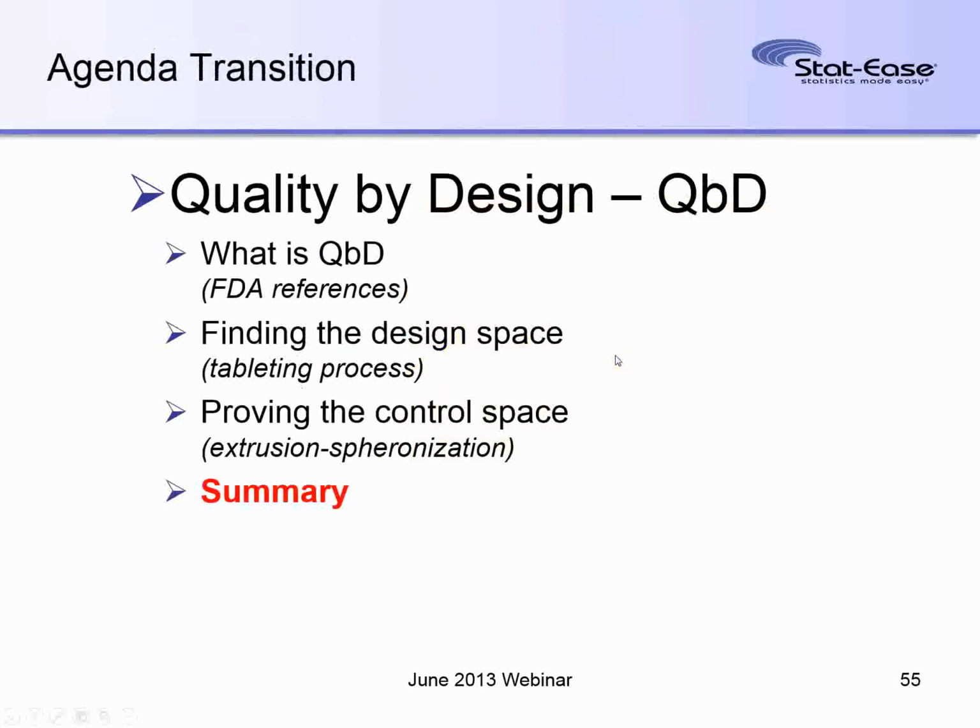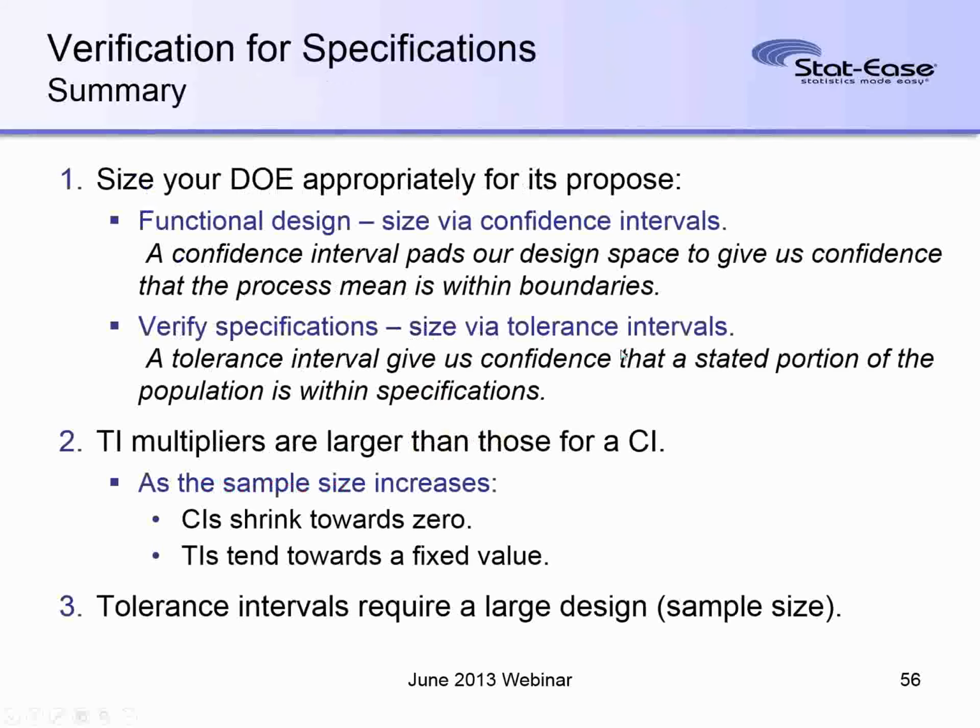So this gets to the point where I start to wrap things up. I haven't seen any questions come through, so either I'm doing a good job or you have no questions. So summarizing, you want to start with a designed experiment that can meet and estimate a tolerance interval capable of proving your point. So the functional design, you want to size your confidence intervals. That's when you're trying to optimize the process, find the trends in your system. But when you're looking to verify specifications, then you really need to be sizing for tolerance intervals.